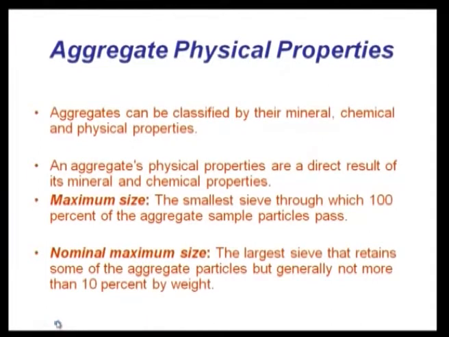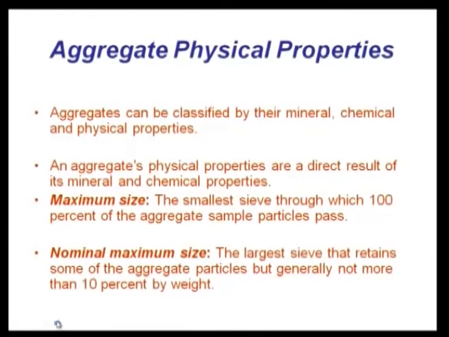The next part is your aggregate physical properties, that means aggregate can be classified by their mineral, chemical and physical properties. An aggregate's physical properties are a direct result of mineral and chemical properties. Maximum size: the smallest sieve through which 100% of aggregate sample particles passes, this is called your maximum size.